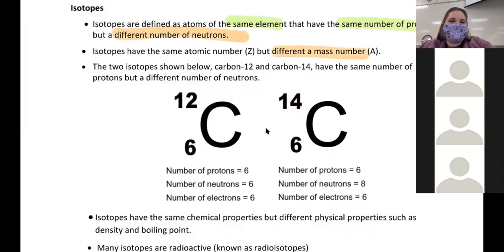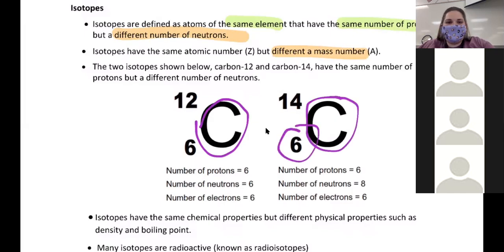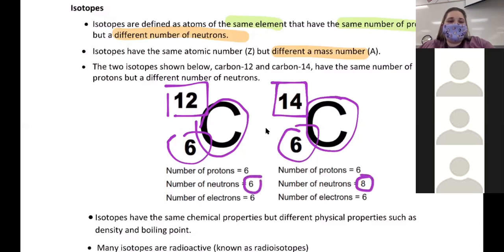So a lot of times IB likes to give you symbols like this, and they like to say, oh, which of these are isotopes or which of these are not isotopes. And so if they're isotopes, then they will have the same chemical symbol and the same atomic number. The only thing that will be different is the mass number up here, okay? And that's because they have different numbers of neutrons, okay? So different numbers of neutrons gives you isotopes, different numbers of electrons gives you ions, and different numbers of protons gives you totally different elements, because that changes the identity, okay?